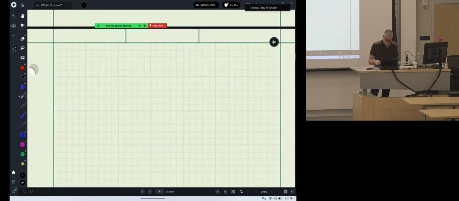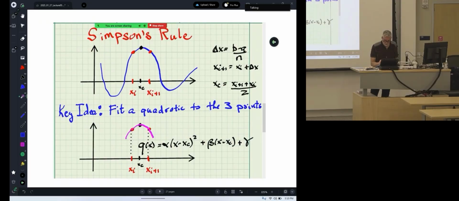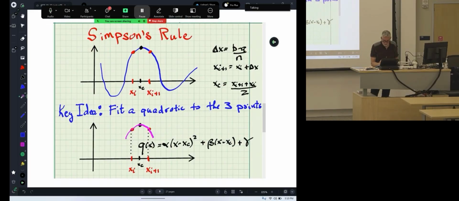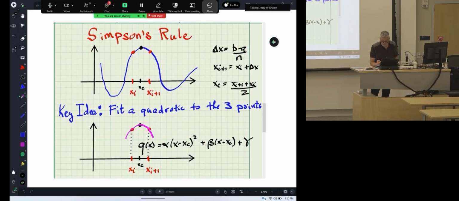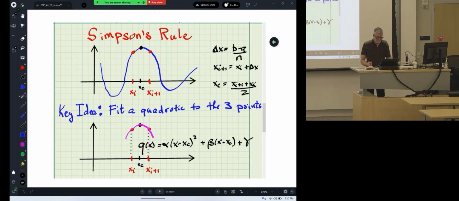Okay. Go away. Hide the controls, hide video panel. There we go.